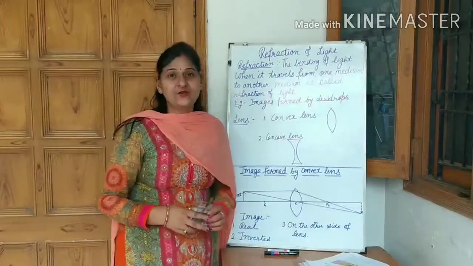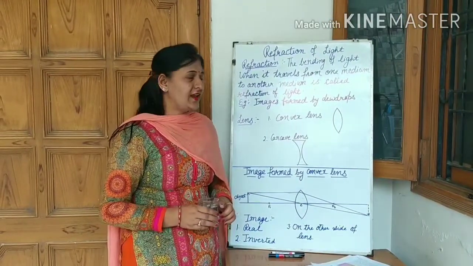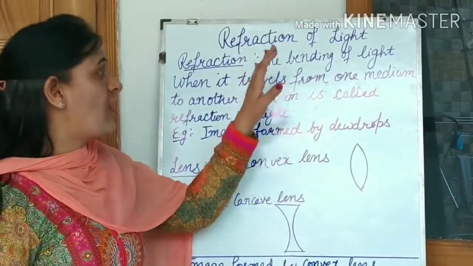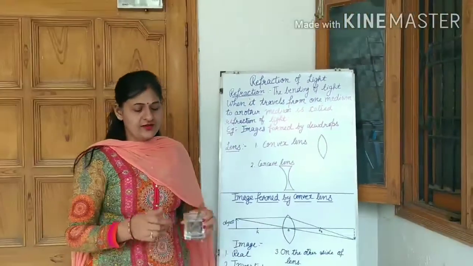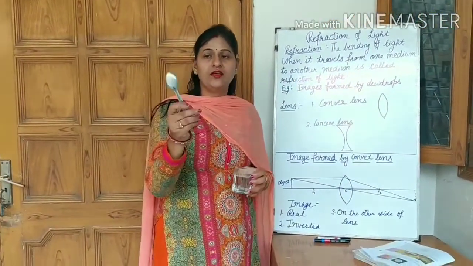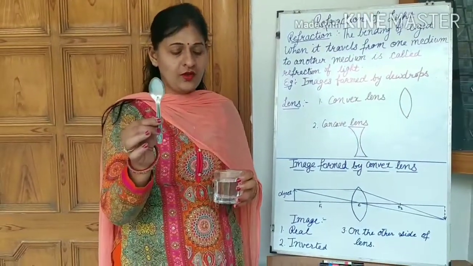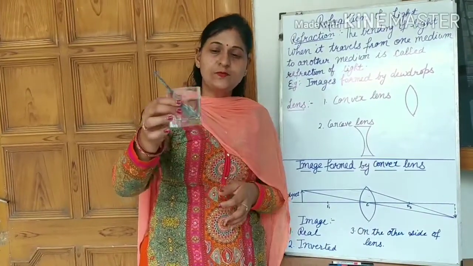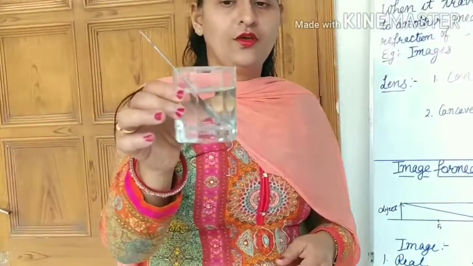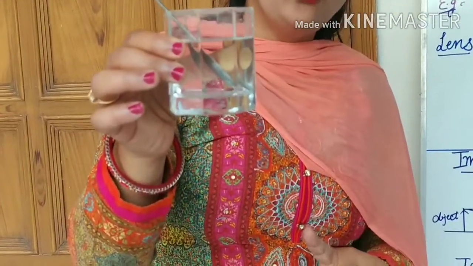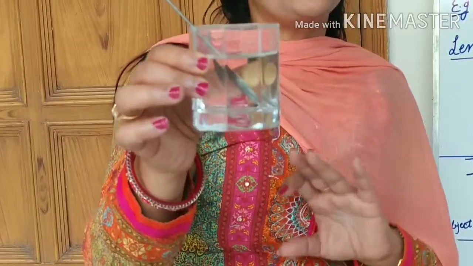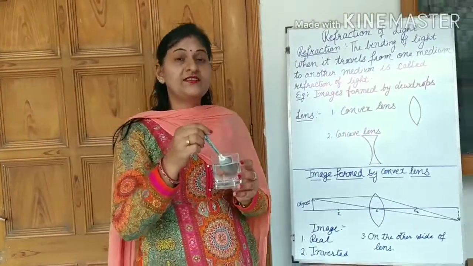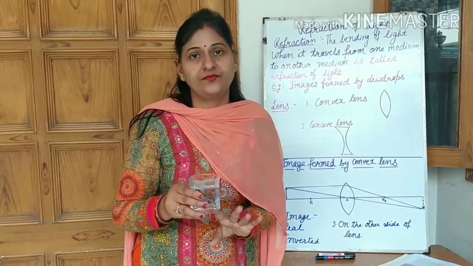Everyone, see students, in the continuation of the lesson light, today we will do the topic refraction of light. First of all, just see this spoon. Now if I am putting this spoon in this glass, just observe the size of the spoon. The size of the spoon will appear different from its original size. What happens actually, students? This is because of refraction of light.